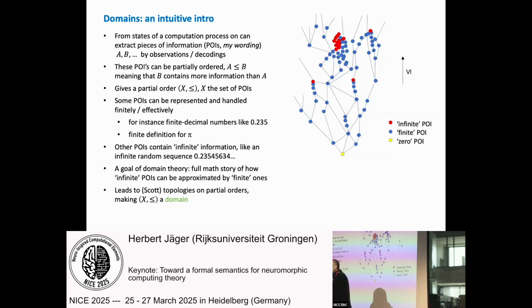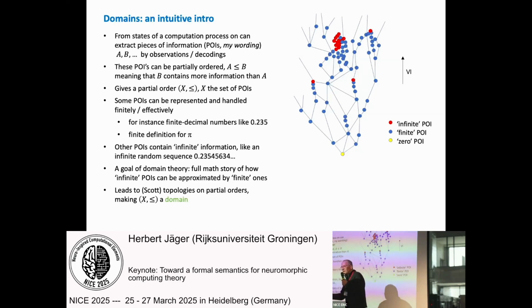So the idea is that if physical computing goes on, the states of the physical machine each mean something. What does it mean to mean something? They carry information. Well, at least you want to be able to say this is more rich in information than the other. So you want to be able to have a partial order on these pieces of information that you can extract from states of a computing machine.